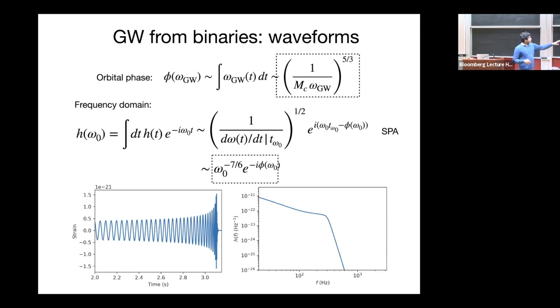Right. So this is the time domain signal. And if you Fourier transform it, this is the absolute value of the Fourier transform. So you see the characteristic power law, and then it is cut off, as I mentioned previously. This is for a 30-30 solar mass binary.